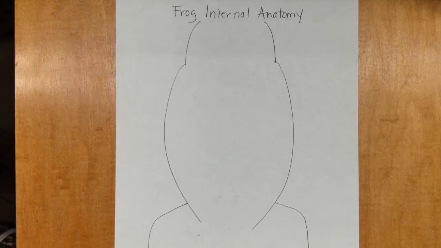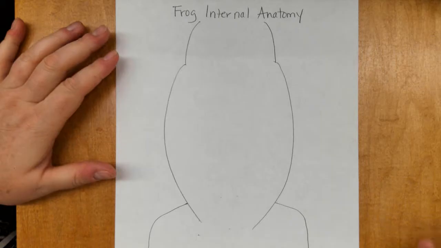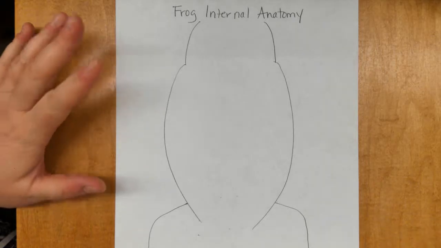We're going to diagram the circulatory system, the respiratory system, the digestive system, and then kind of the endocrine system, the liver, pancreas, and gallbladder, which are part of the digestive system, but they're also glands.